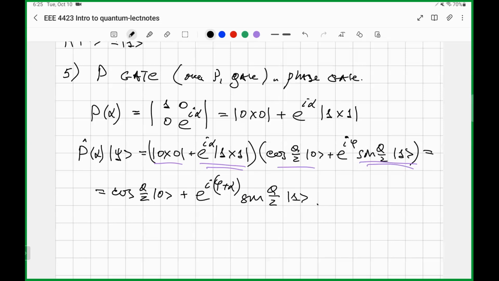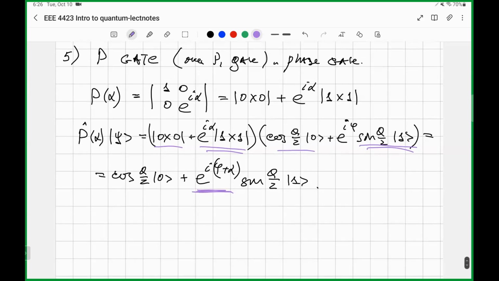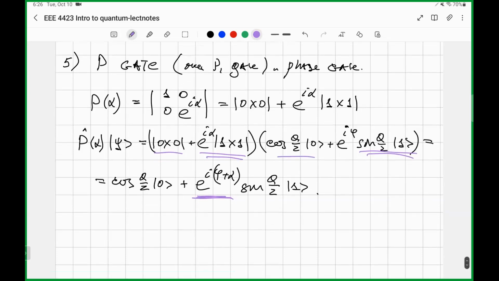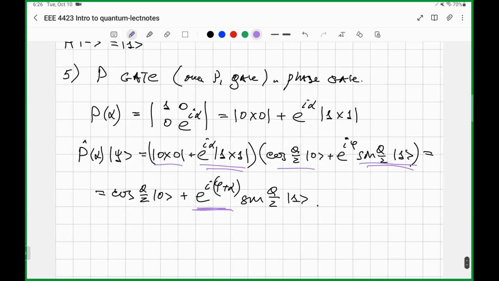So all that changed is only the phase, right? Only this phase term changed. That's why it's known as the phase gate, because it changes the phase, and all the other angles don't change. And if alpha is equal to pi, it is exactly the Z gate, or sigma Z gate.